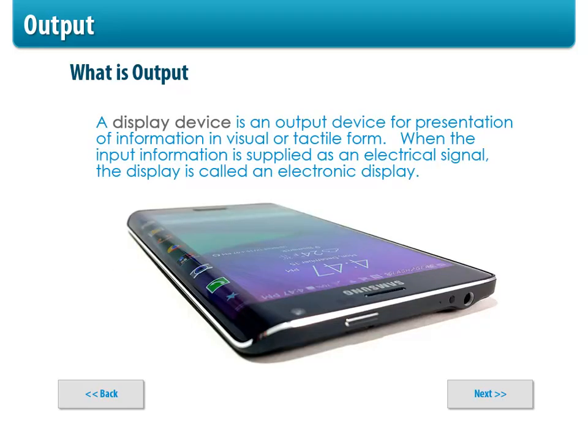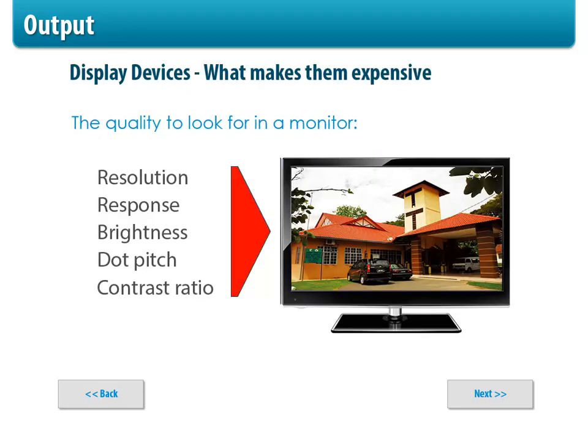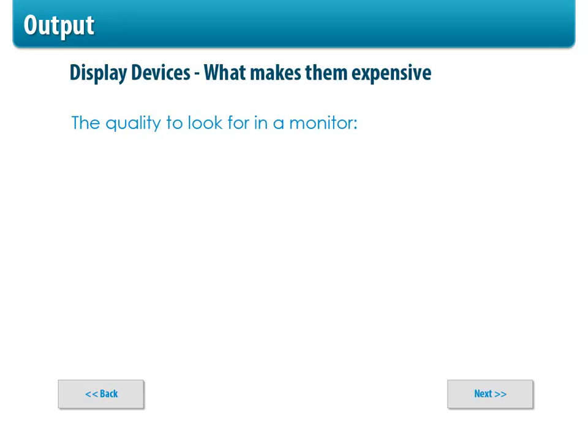Now, the first area of output we're going to talk about is display devices. I have a cell phone here, but it could be a monitor. It could be a lot of things. Anything that presents information in a visual or tactile form. Usually the signal is supplied by an electrical signal, and it's basically called an electronic display. When you're out shopping for digital displays or display devices, what you need to look for is the resolution, the response, the brightness, the dot pitch, and the contrast ratio. All these things, the resolution we talked about earlier, the response, the dot pitch, and the contrast ratio, are all things that are going to make a monitor better.